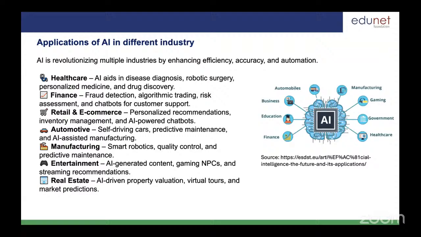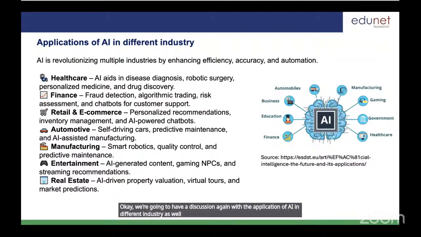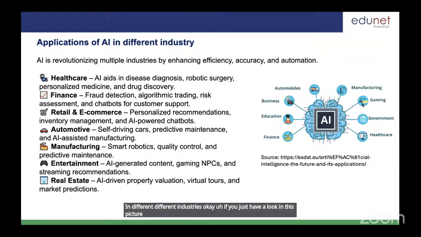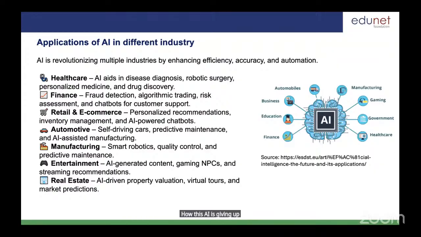Okay, we're going to have a discussion again about the application of AI in different industries. You can see how AI is being used in different industries. If you look at this picture, it might be gaming, manufacturing, automobiles, business, education, finance, or healthcare. How is AI giving a helping hand there?